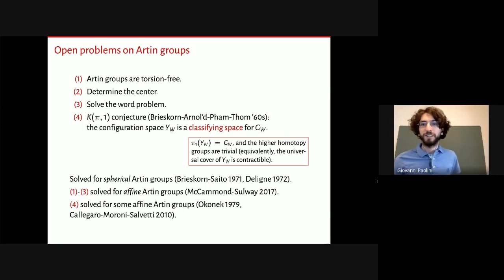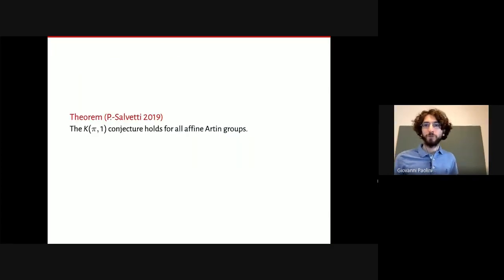Some of them are here today in this virtual room. And our result with Mario from last summer is a proof of the K-pi-1 conjecture for all affine Artin groups, regardless of which family they belong to.